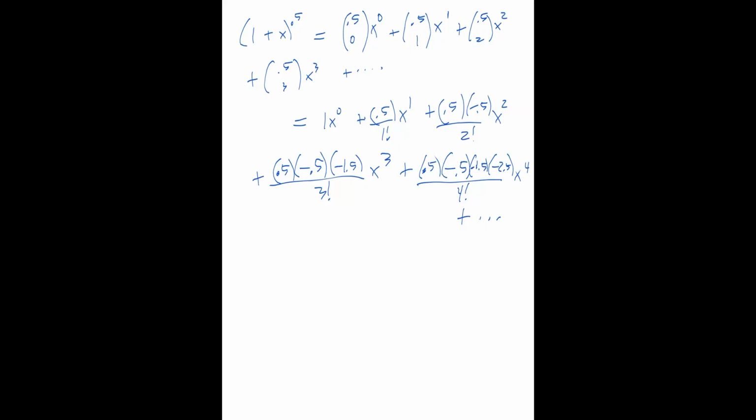Let's go ahead and simplify those terms a little bit, though. So what is 1 times x to the 0th? What is x to the 0th, assuming x is not 0? It would just be 1, right? And then what is 0.5 divided by 1 factorial? That'd just be 0.5. And then what is 0.5 times negative 0.5 divided by 2 factorial? That'd be negative 1/8, right? Because it's a half times a half divided by 2, which is negative 1/8. And then x squared, like that. So that's kind of cool.